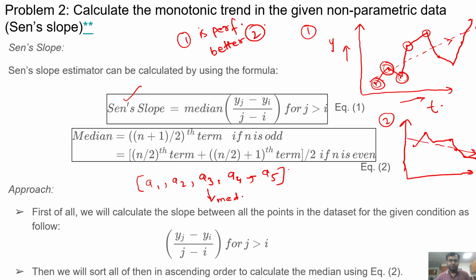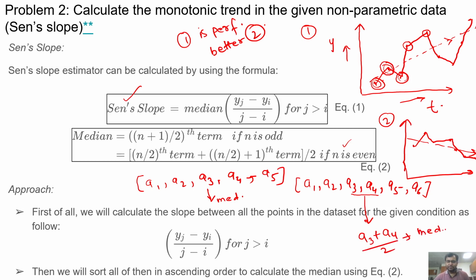Whereas if we had, let us say, A1, A2, A3, A4, A5, and A6, six members, which is an even number of members, then these two are the middle members. The average of these two, that is A3 plus A4 divided by 2, would give us the median. So this is the definition.